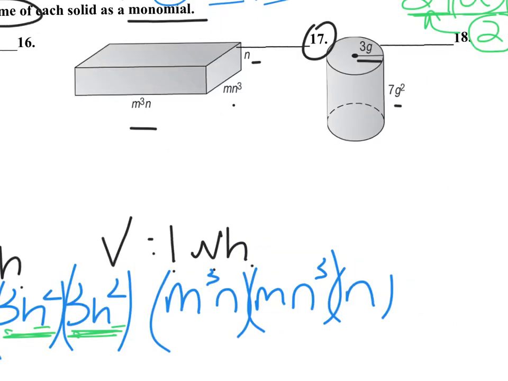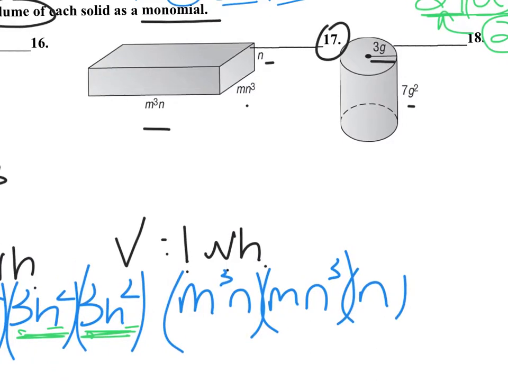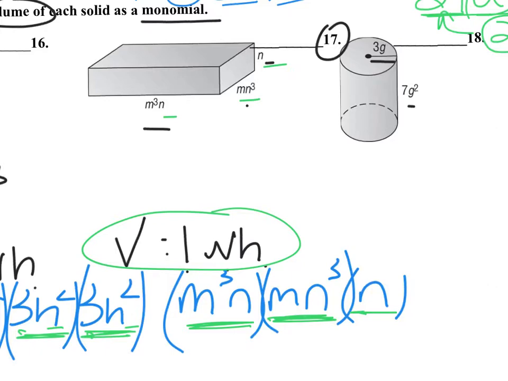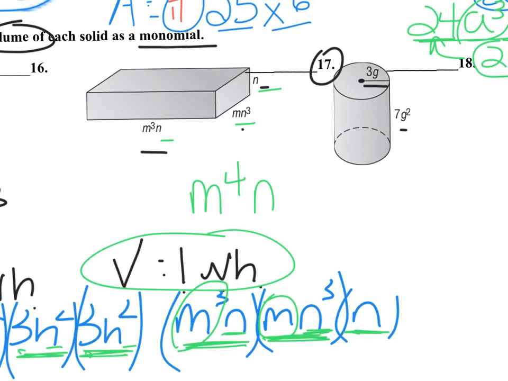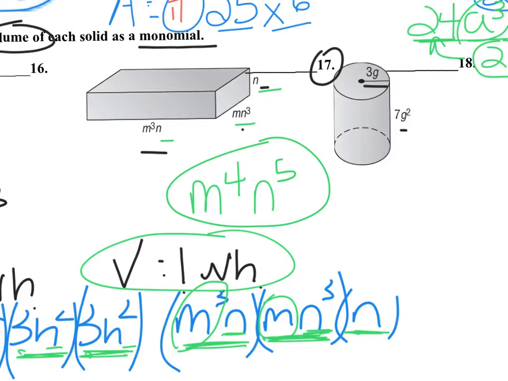For number 17, we have the length times the width times the height. And when you plug those monomials in, you get m cubed n times mn cubed times n. And when you write it out, once you know the formula, it goes back to what we've been learning this whole chapter. So we have m cubed, another m here for a total of m to the fourth, and we have n cubed, and n for a total of n to the fifth. So the final answer for number 17's volume as a monomial is m to the fourth, n to the fifth.